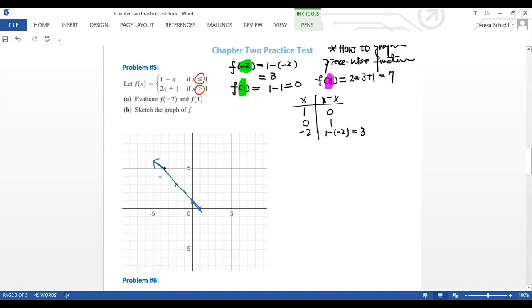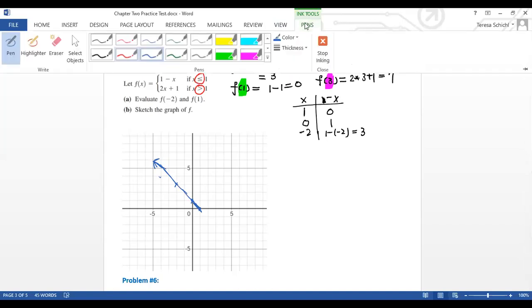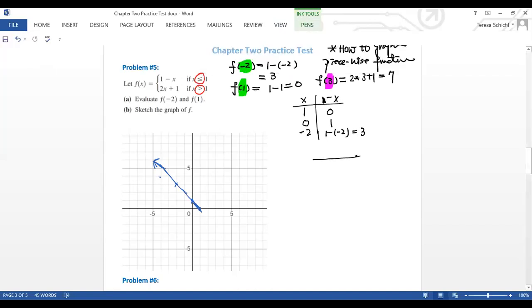Right, so here we have a line. This line goes from here, and this is a solid dot, right? Okay, so now let's take a look at the other function here. This one is x, and here you have 2x plus 1. We say you always need to plot at the break point.